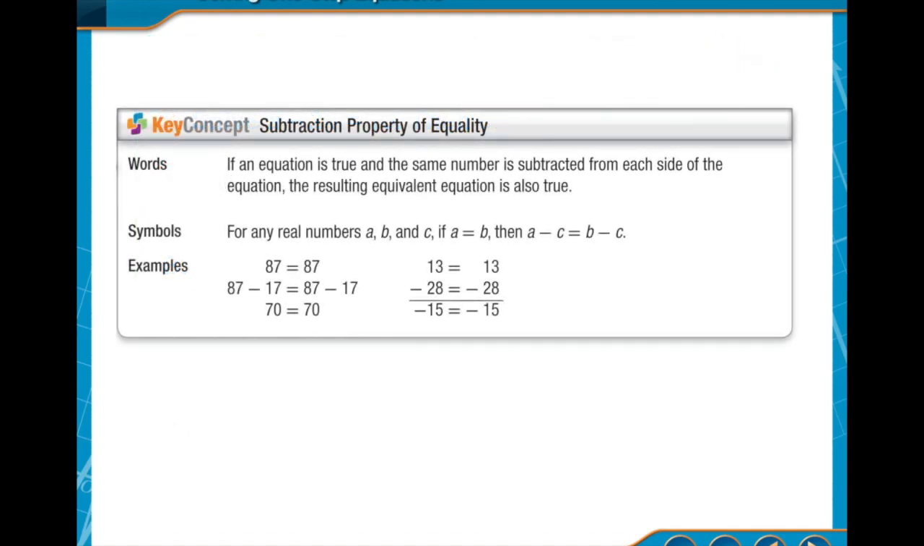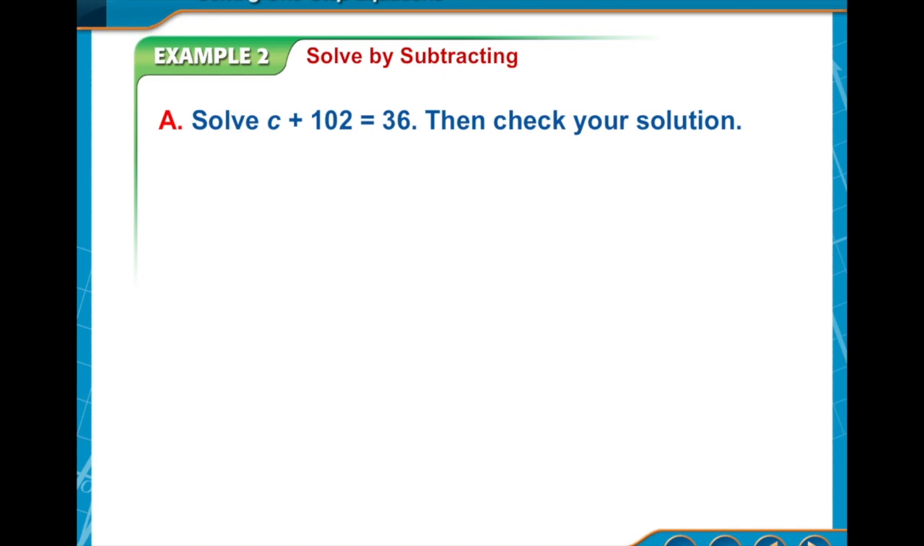Now we also have the subtraction property of equality. So just like with addition, we can subtract the same thing from both sides of an equation and it will still be a true statement. So we can see that in a couple examples. So 2a, we can solve by subtracting. We see our variable here is c.